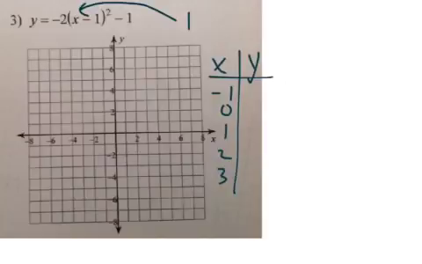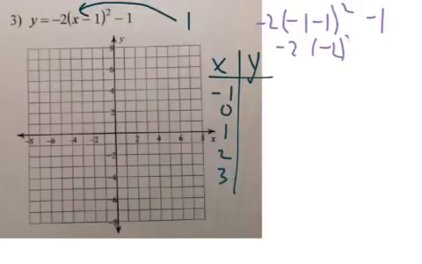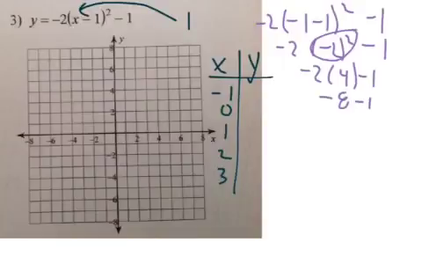Let's start with negative 1. Negative 2, parentheses, negative 1, minus 1 squared, minus 1. Negative 2 times negative 2 squared minus 1. Notice parentheses first, guys. Now I'm going to do the power next. Negative 2 times 4 minus 1. Negative 8 minus 1 is negative 9. That means 3 is negative 9. Again, guys, notice how I use PEMDAS. Parentheses, power, multiply, then finally subtract. All right, let's plug in 0.